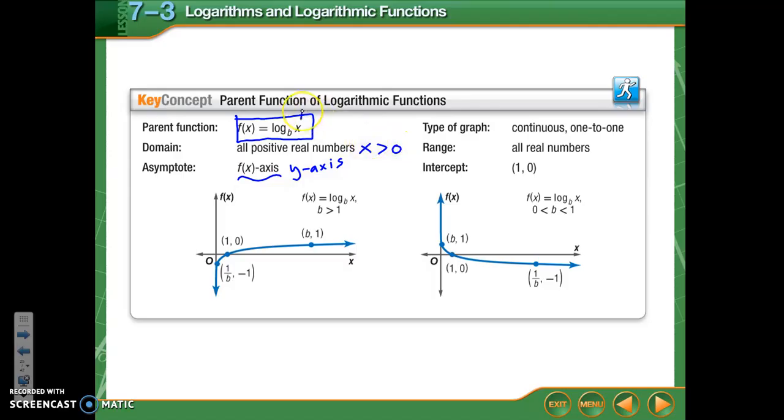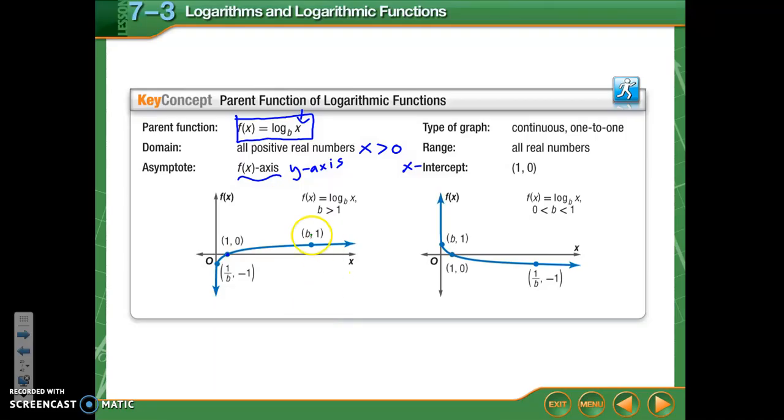I cannot plug a negative number or 0 into my logarithm, and we'll talk a little bit more about why in a minute. The graph is continuous and one-to-one. Its range is all real numbers because it will grow infinitely, even though it grows very slowly. It will grow forever. And the x-intercept, in this case, is (1, 0). And again, this is the parent function before I've applied any transformations or anything like that.